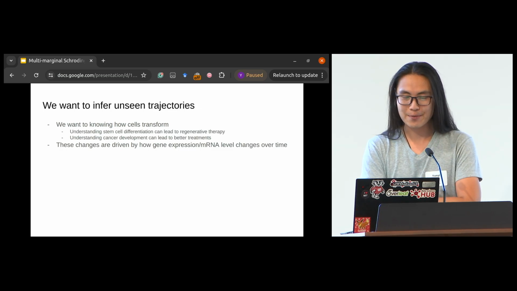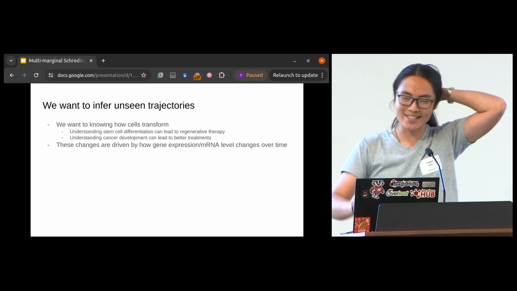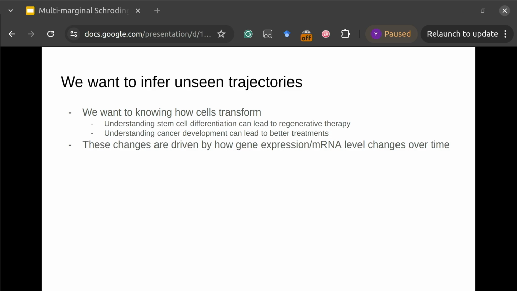Given we're all biologists, I guess it's very easy for me to state the motivation: we want to infer unseen trajectories. For instance, you can see cells differentiate and you want to understand how a stem cell becomes a fibroblast or whatever other cell, or how a heart cell becomes cancerous. Understanding their transformation will hopefully give us some understanding of how we deal with cancer, or how we maybe reverse the differentiation and go back to a stem cell.